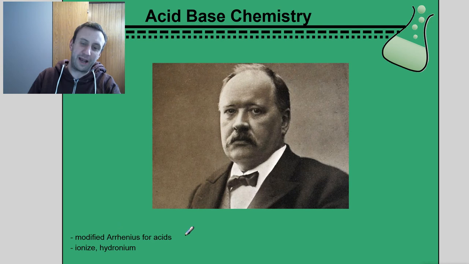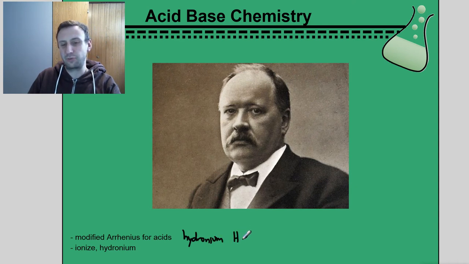Modified Arrhenius for acids basically says that when an acid is in water, it reacts with the water to make hydronium. So it's making hydronium ion by reacting with water. And we're going to go through some examples. Hydronium is H3O+ aqueous.